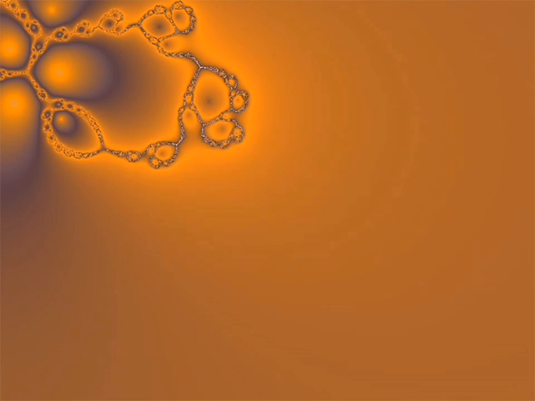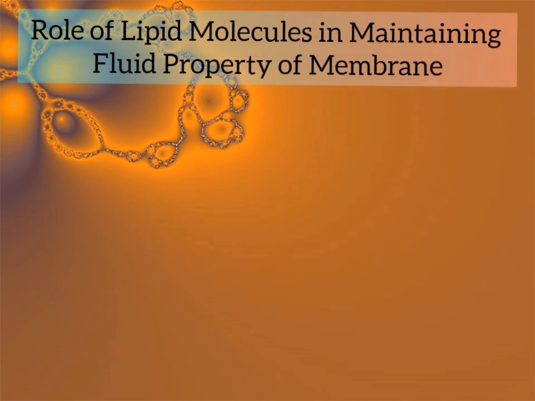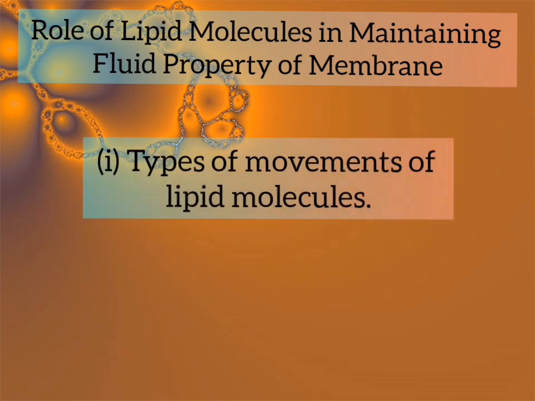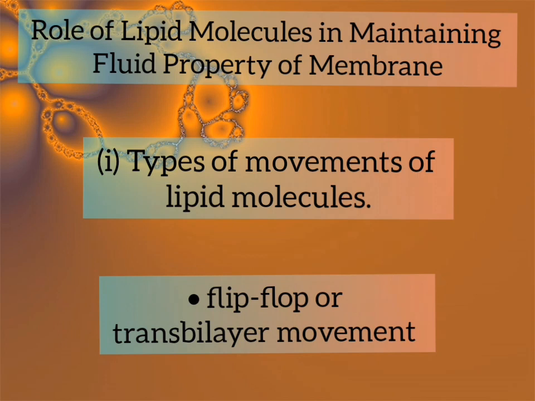So let's proceed to our second topic, which is the role of lipid molecules in maintaining fluid property of membrane. Types of movements of lipid molecules. Lipid molecules very rarely migrate from one lipid monolayer to the other of the lipid bilayer. Such type of movement is called flip-flop or transbilayer movement. It occurs once a month for any individual lipid molecule.